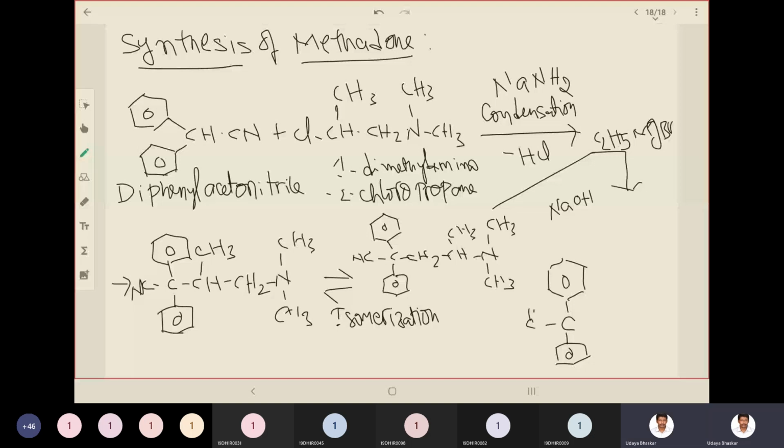And this group is C double bond O, CH2, CH3, derived from the Grignard. This functional group is derived from the Grignard reagent. And this, as usual, we saw in the earlier intermediate.